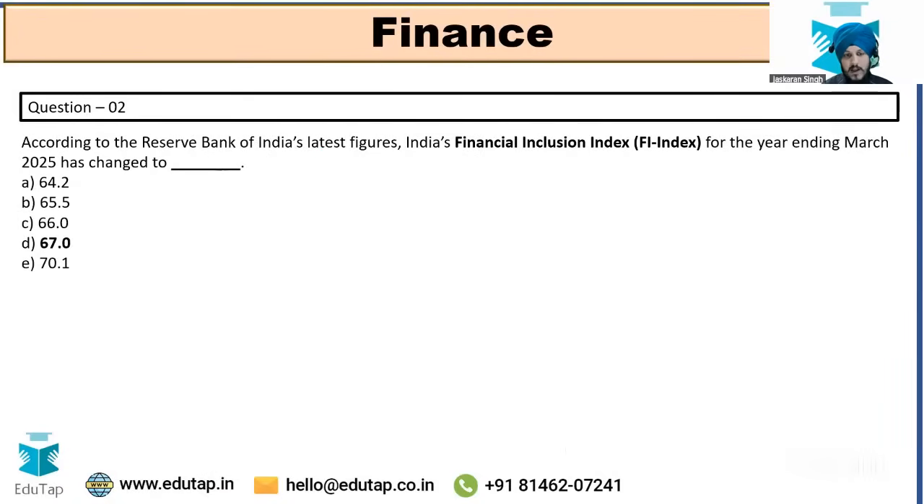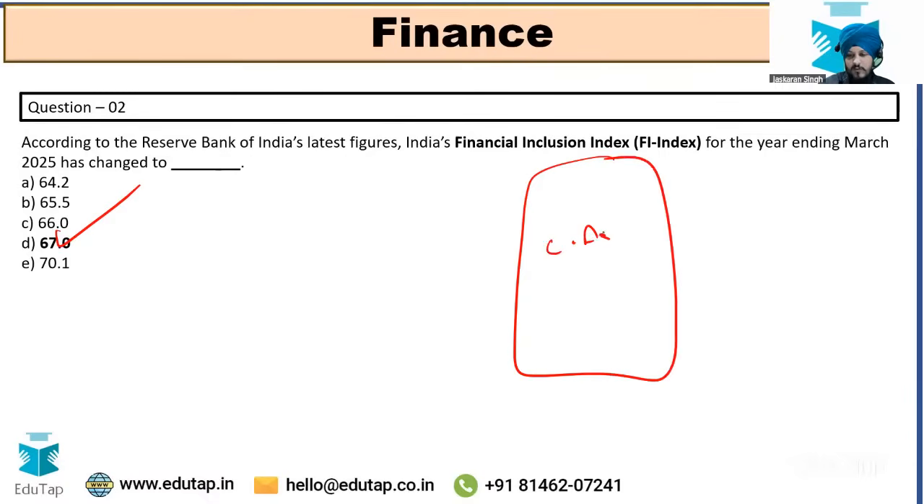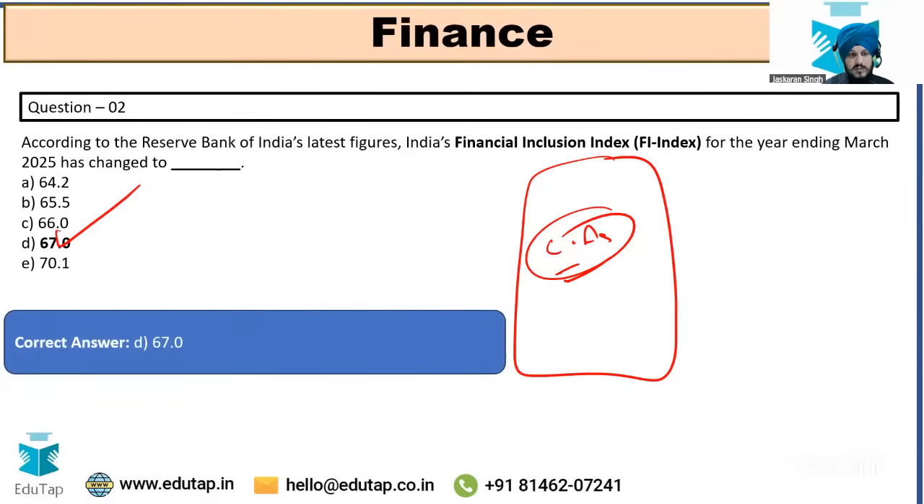Now, according to RBI's latest figures, India's financial inclusion index for the year ending March 2025 has changed to what? It has changed to 67. Right? Though I have not pasted a screenshot, we had covered it as a part of our current affair magazine, right? So 67 is going to be the answer. Very factual question.